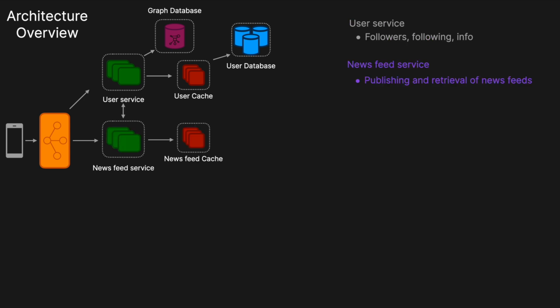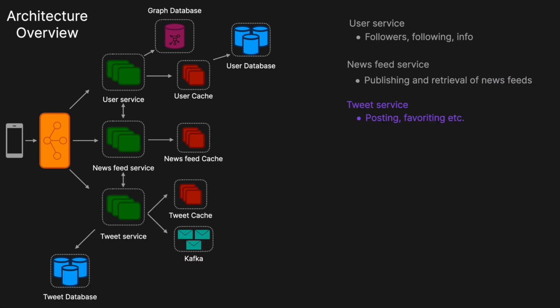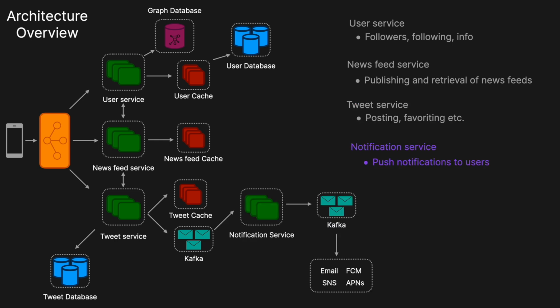We'll also have the newsfeed service, as we discussed, with all the publishing and retrieval of newsfeeds. And that's also going to interact with the tweet service, which is going to handle posting tweets, favoriting them, storing them, and then we can push them onto maybe a Kafka queue, and that could also be interacting with the notification service, which could then interact with another Kafka. And again, if you don't know what Kafka is, I'd highly recommend looking into it. It's a streaming service that really helps in distributed settings, and then for these notification services, we can push them to the relevant email, SMS, Firebase Cloud Messenger, and Apple push notifications.